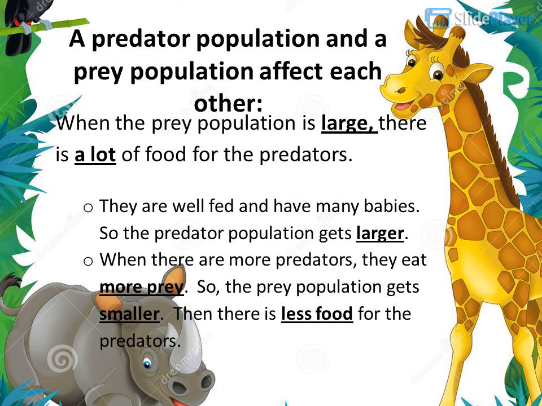A predator population and a prey population affect each other. When the prey population is large, there is a lot of food for the predators. They are well fed and have many babies, so the predator population gets larger. When there are more predators, they eat more prey. So, the prey population gets smaller. Then there is less food for the predators.